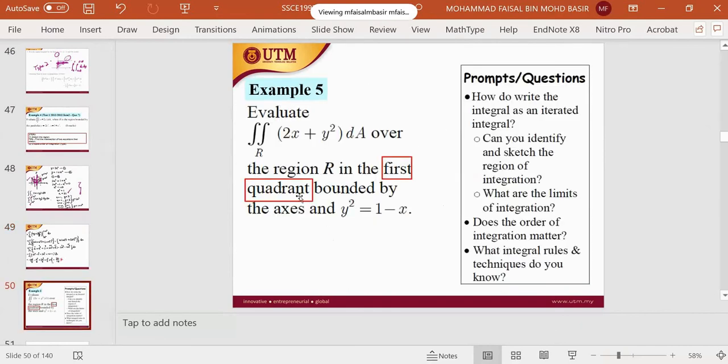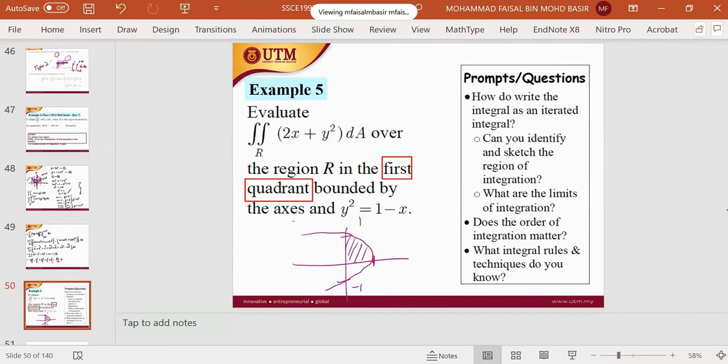Okay. First quadrant. Integrate this over a region in the first quadrant, bounded by the axes and y equals to... they just give this bounded by the axes. Okay, try to draw this. When y is zero, x is... when x is zero, y is 1 and negative 1. Okay. So first quadrant means just here.